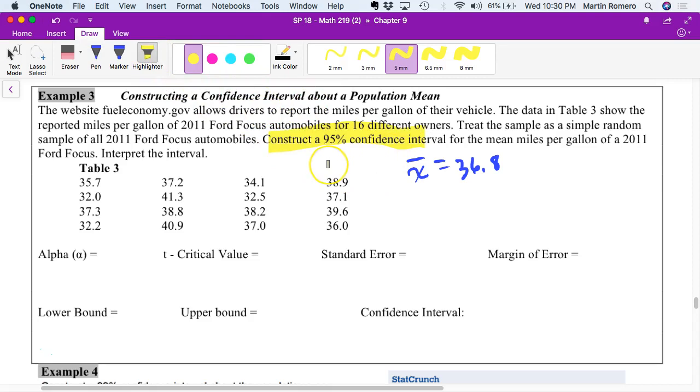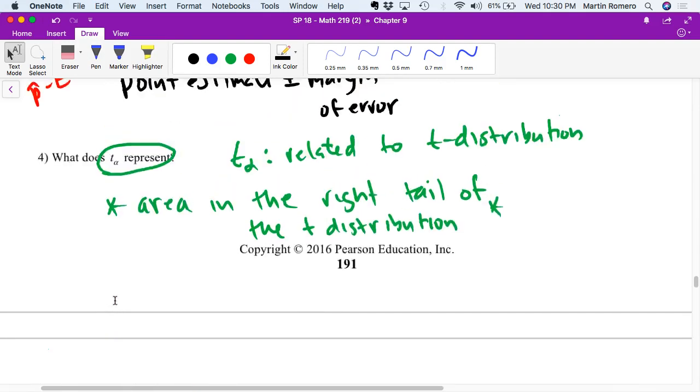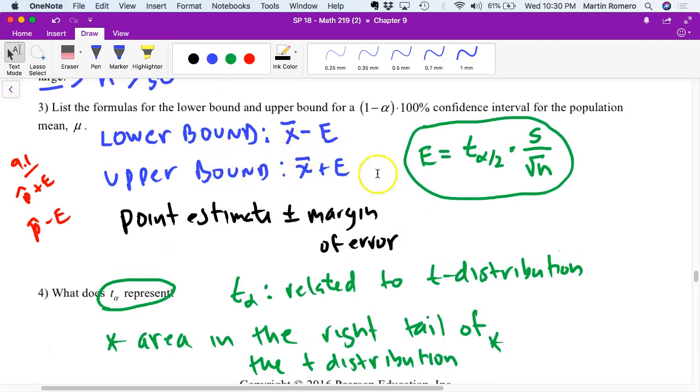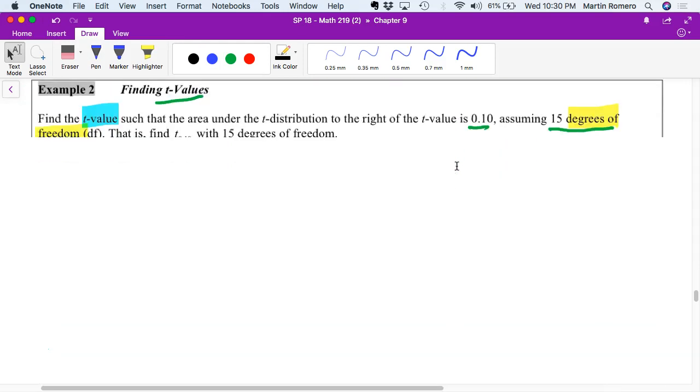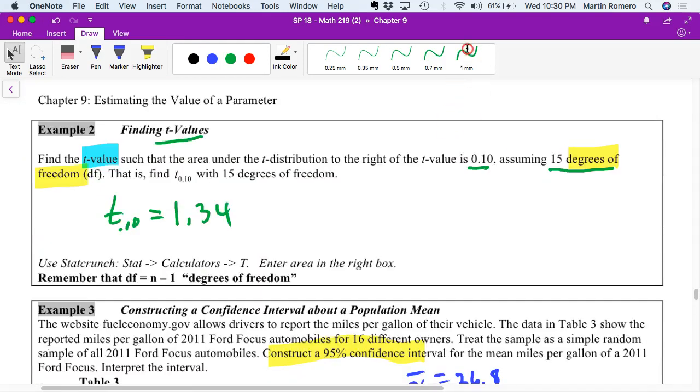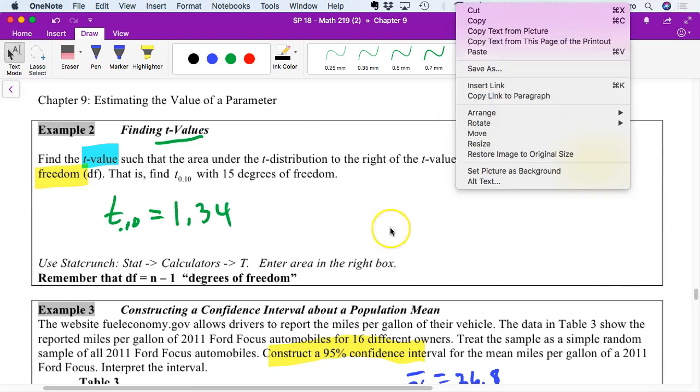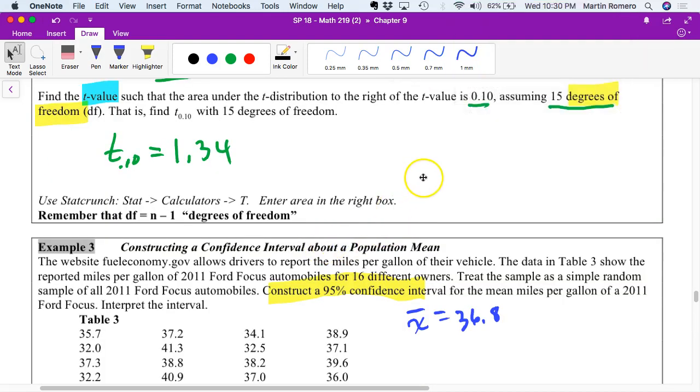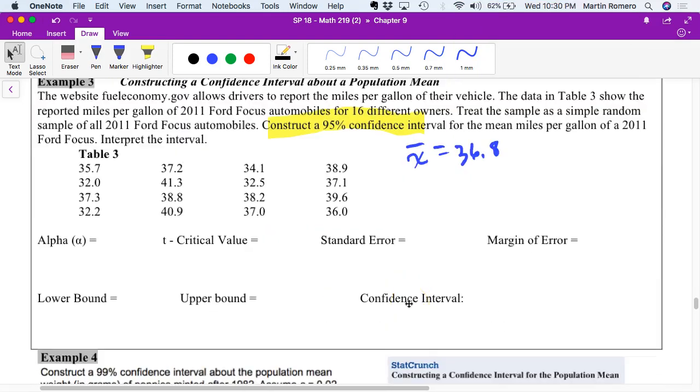To construct a confidence interval, we need to know all of these values. The confidence interval is the lower bound and the upper bound, and we have formulas to do that. Let me list the information that we have. So let's work with what we have. The first thing we know is we're doing a 95% confidence interval, which means our alpha is 0.05.